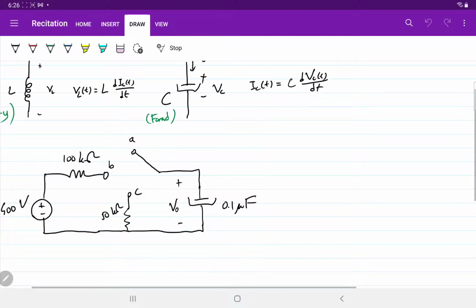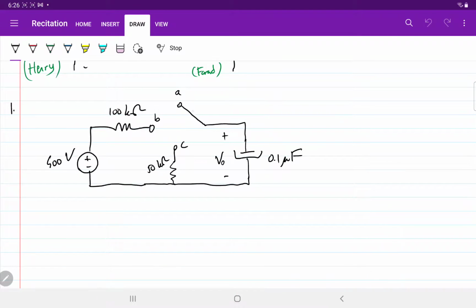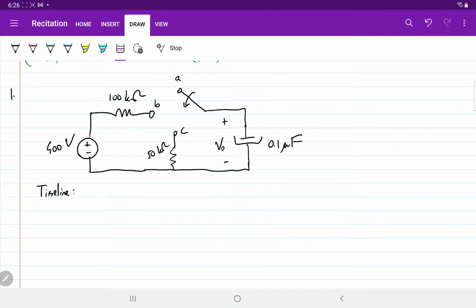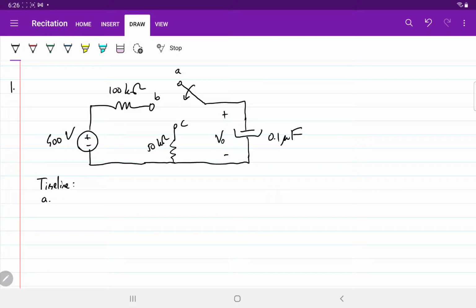Timeline: the switch is moving counterclockwise. The switch is moving from A to B at t equal to 0 seconds, and the switch is moving from B to C at t equals 15 milliseconds.